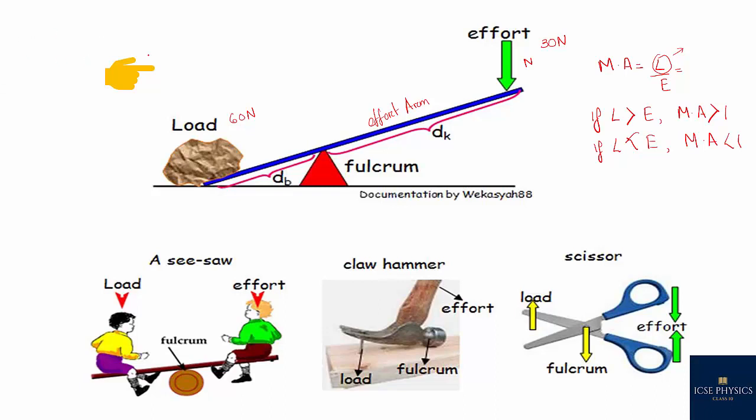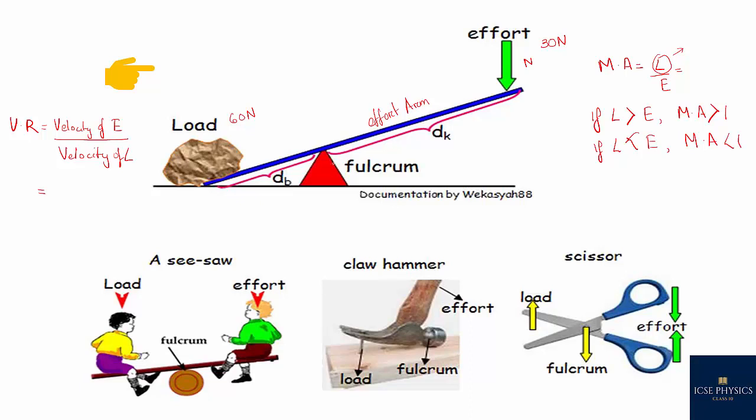Similarly, another term associated with machines is known as velocity ratio. Let me write it in short form, VR. Velocity ratio is the ratio of velocity of effort by velocity of load. Now what is velocity again? Velocity is the same as speed with direction. So speed formula is distance by time. Velocity's formula is displacement by time.